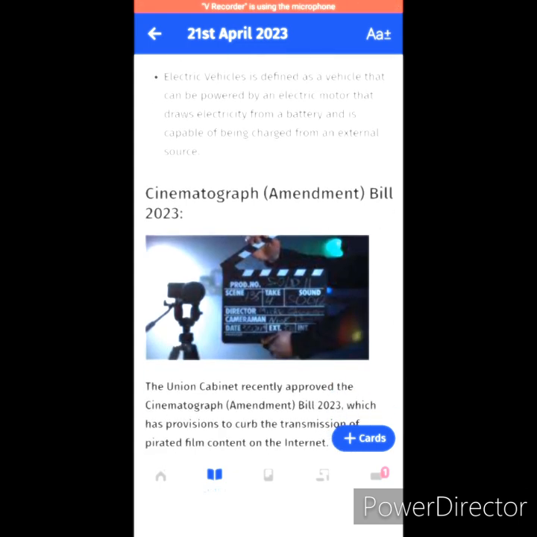An electric vehicle is a vehicle that can be powered by an electric motor that draws electricity from a battery and is capable of being charged from an external source.